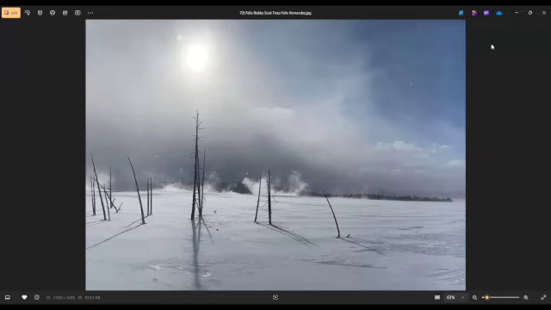I wonder if this was shot through a bus window. Oh, yeah, it looks like it was. And maybe that's what caused it.